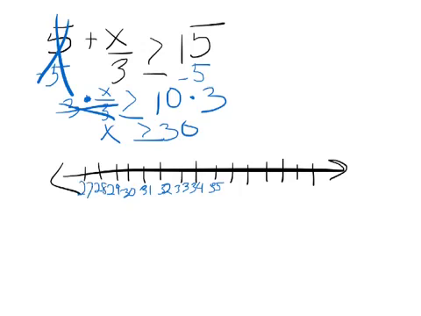All right, so here we go. We have a closed dot because that is greater than or equal to. So I'm going to look for all of my numbers that are greater than or equal to 30. 31 is greater than or equal to, 32 is, 33 is also greater than or equal to, and that's why that line is pointed that way.